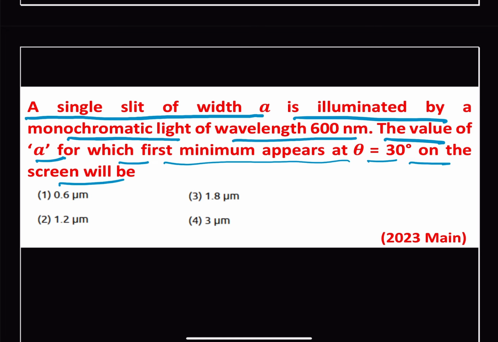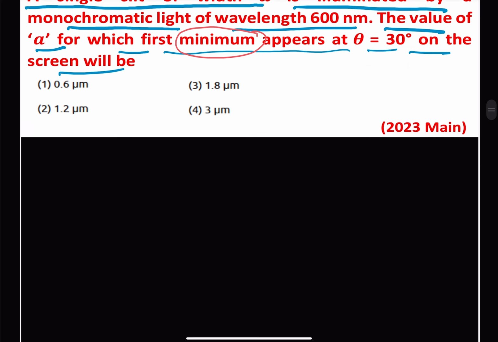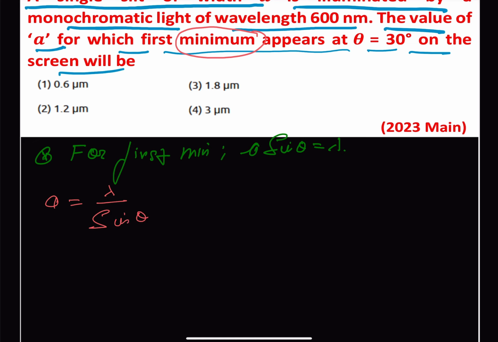And we have to find out here the angle, and it is said to be the first minima. And we know for the first minima, a sine theta is equal to lambda. You can say for first minima, we have a sine theta is equal to lambda, and theta is given to us as 30, a we need to find out, lambda is given to us. So we can say a is equal to lambda upon sine theta.